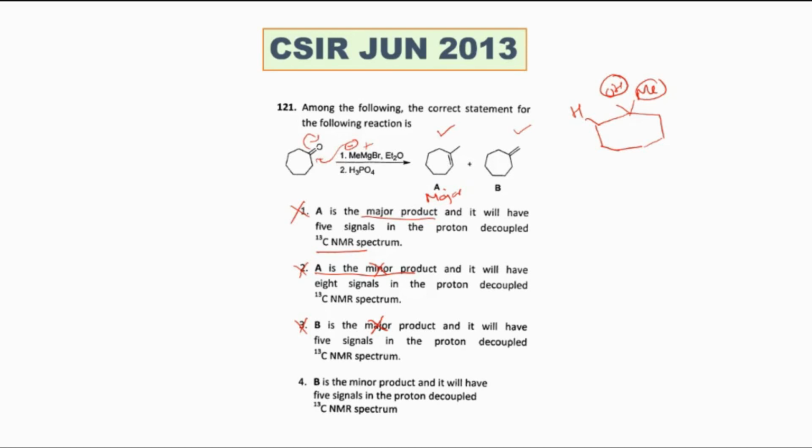Now coming to the last option, B is the minor product. Yes, I agree it's the minor product. It will have 5 signals. Why? I can cut the molecule like this. So when I cut the molecule like this, I'll be having 1, 2, 3, 4, 5. So what is the right answer? Option 4. So option 4 is the right answer.